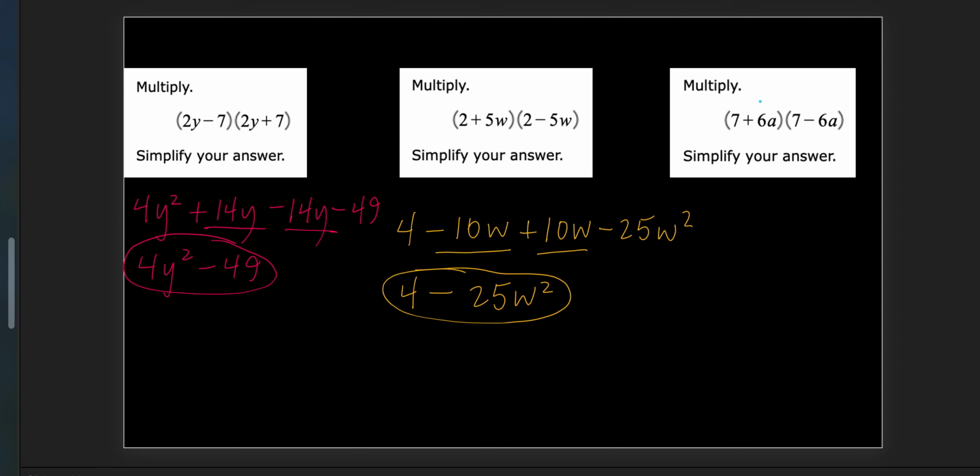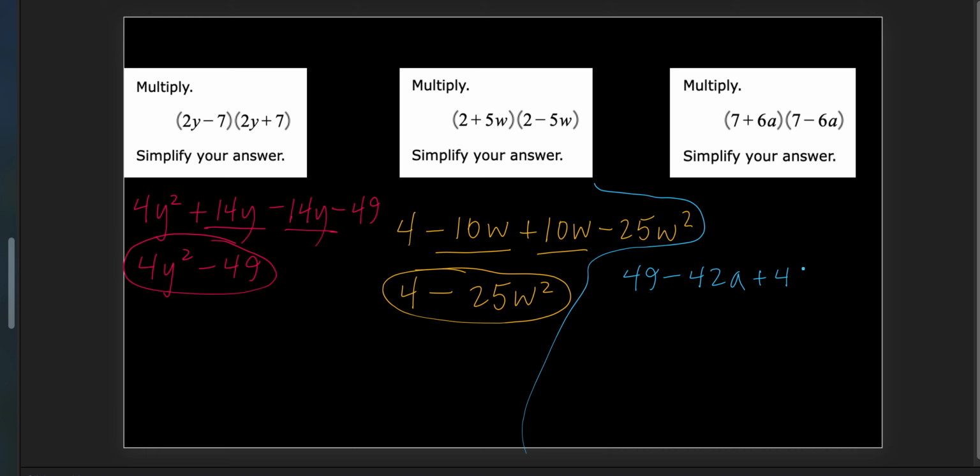In the next problem, we use FOIL, so F for first. In the first position, we have 7 and 7, so I'll write that down here, 49. And then the outer, 7 times negative 6a is negative 42a. And then the inner positions, 6a times 7 is plus 42a. And then the last positions, we're looking at 6a times negative 6a. So that's a negative 36a squared.